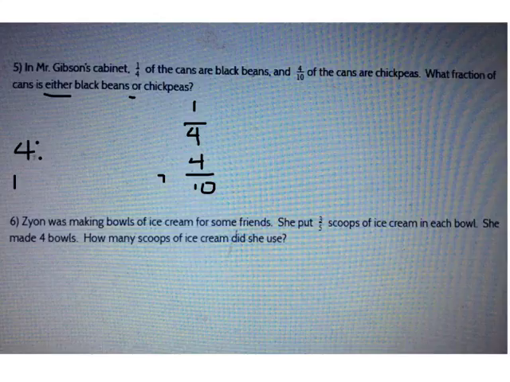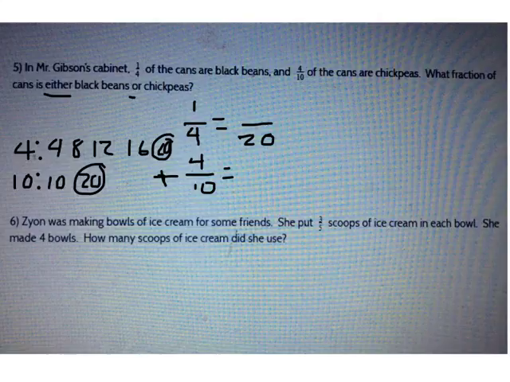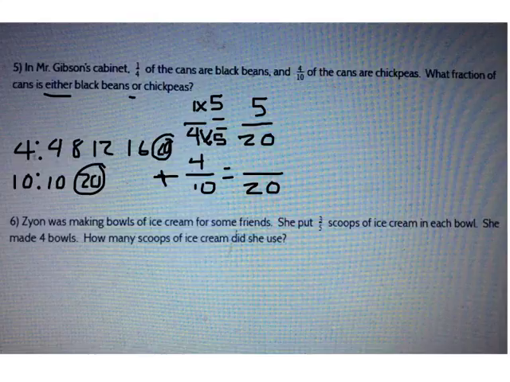Go ahead and list your multiples of 4 and 10 to find the LCD. The LCD is 20. When I change 1/4 so that the denominator is 20, what's the resulting fraction? Well, 4 times 5 is 20, and 1 times 5 is 5. So I get 5 twentieths. When I change 4/10 so that the denominator is 20, what's the resulting fraction? Well, 10 times 2 is 20, and 4 times 2 is 8. So I get 8 over 20.